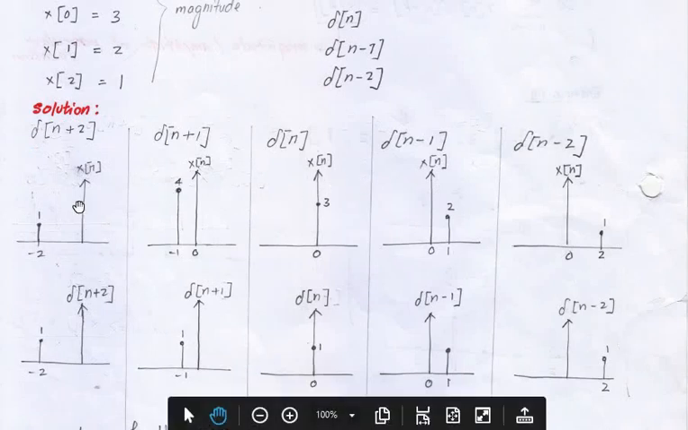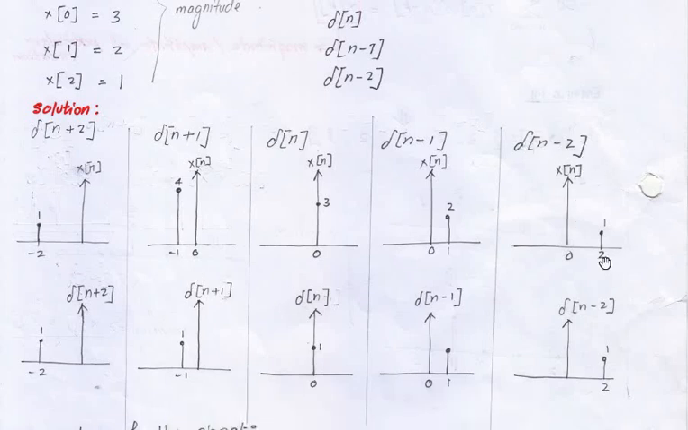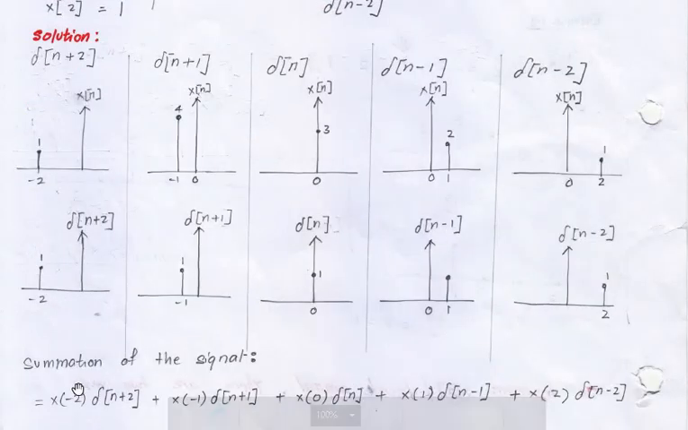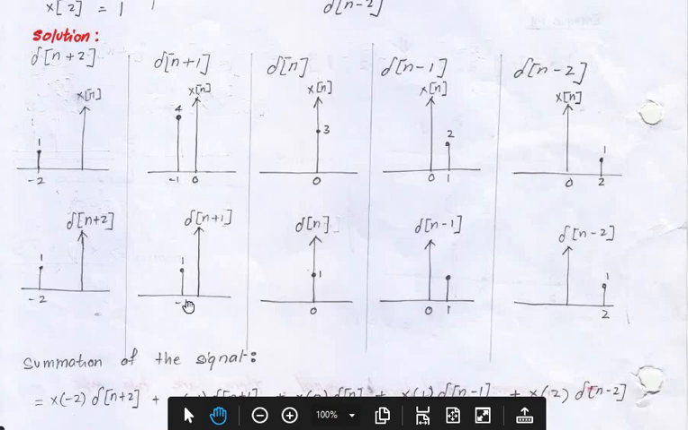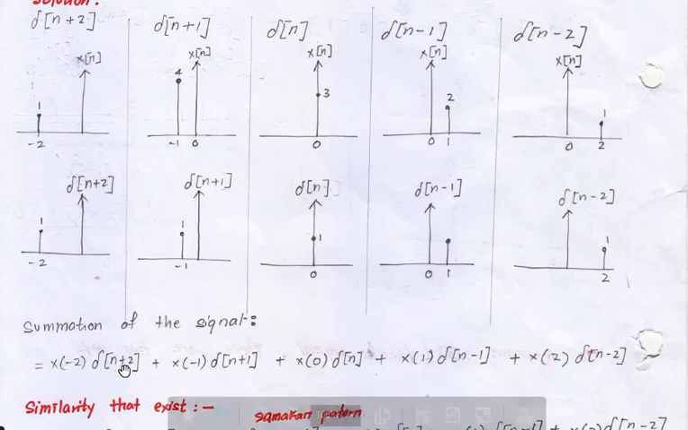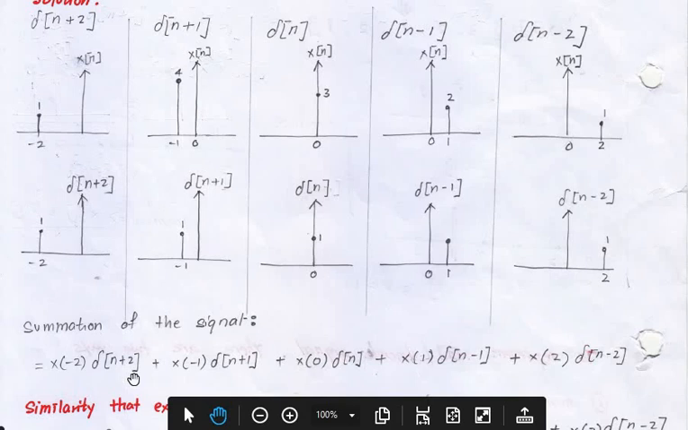Okay, let's draw it. Delta n minus 2 is at the location n equal to 2, and the amplitude is 1. So the summation of the signal will result in x of negative 2 times delta n minus 2. X negative 2 refers to a location, and delta n negative 2 also refers to a location.